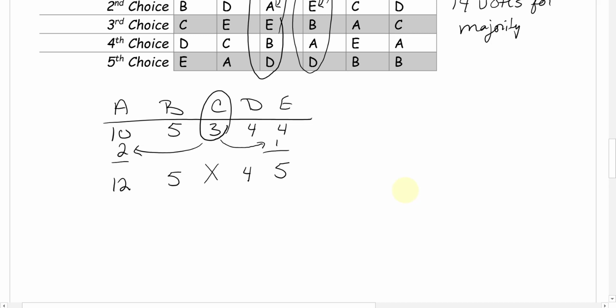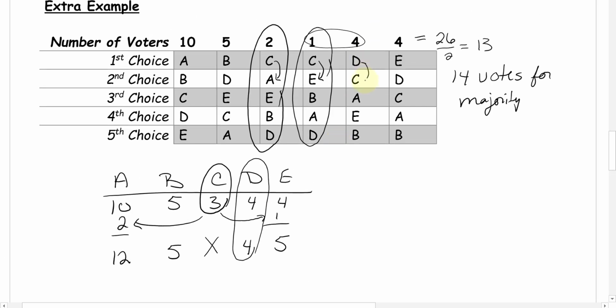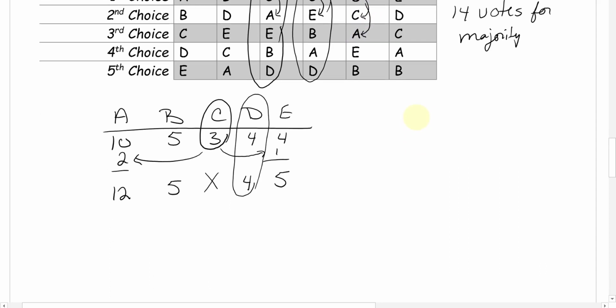So now eliminating the candidate with the least number of first place votes would be candidate D. And candidate D has 4 first place votes. We would try to pass those votes down to candidate C, but we've already eliminated C, so that means that we pass them to candidate A.